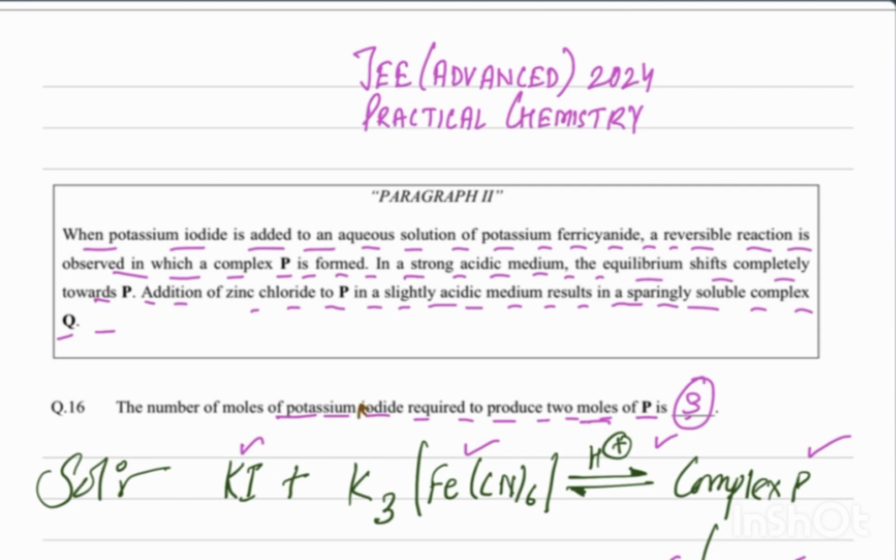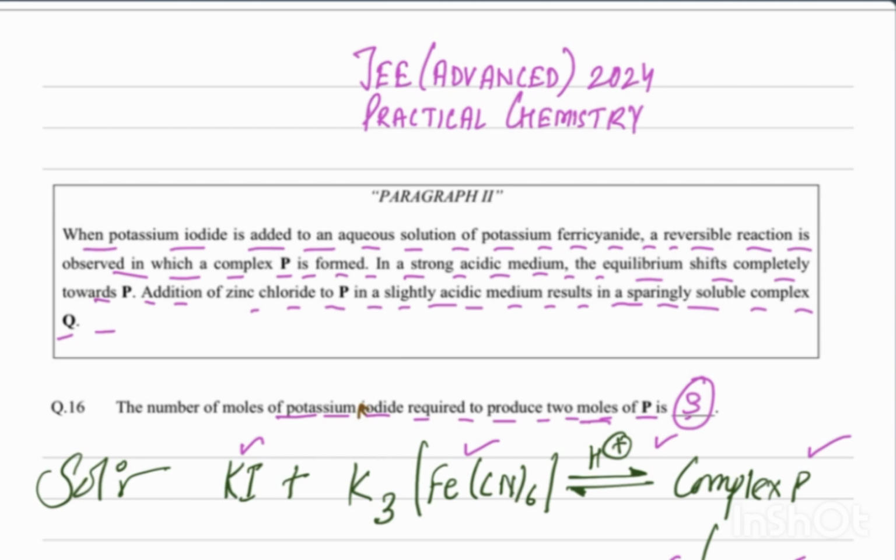Addition of zinc chloride to P in a slightly acidic medium results in a sparingly soluble complex Q. So we have been asked the number of moles of potassium iodide required to produce 2 moles of P. So the answer should be 3. Why? Because I have shown here the solution of how to do this question.